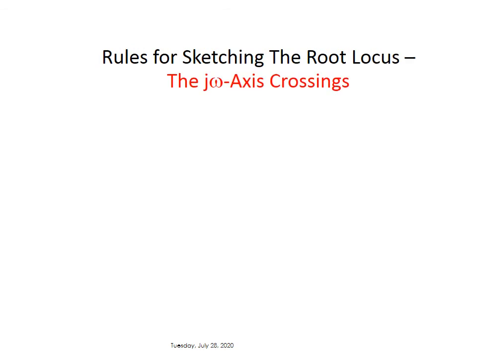Okay, so now let's talk about the first rule on refining the root locus, which is the j omega crossings.